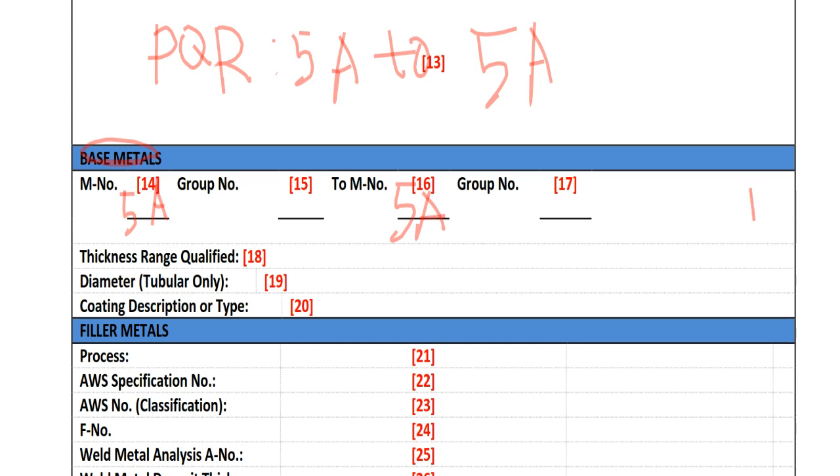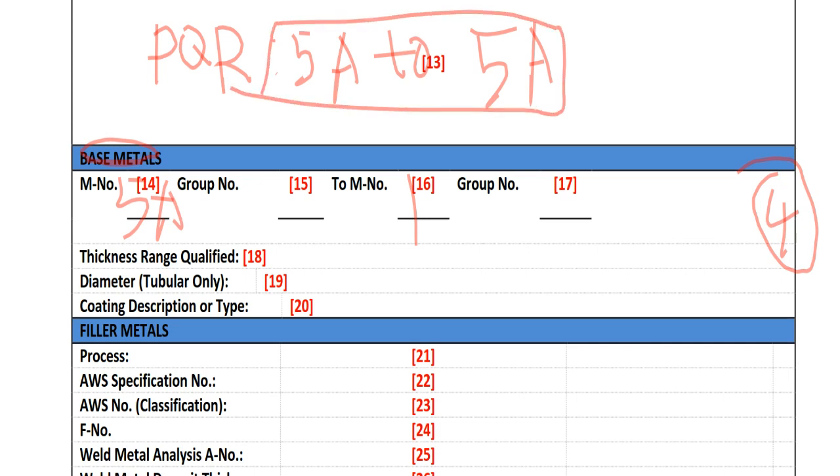This is possible, choice number 1. And it can be 5A to 4, choice number 2. And it can be 5A to 3, choice number 3, and 5A to 1, choice number 4. So if you have a higher M number in the PQR, then your WPS is qualified for lower M numbers, something like this.